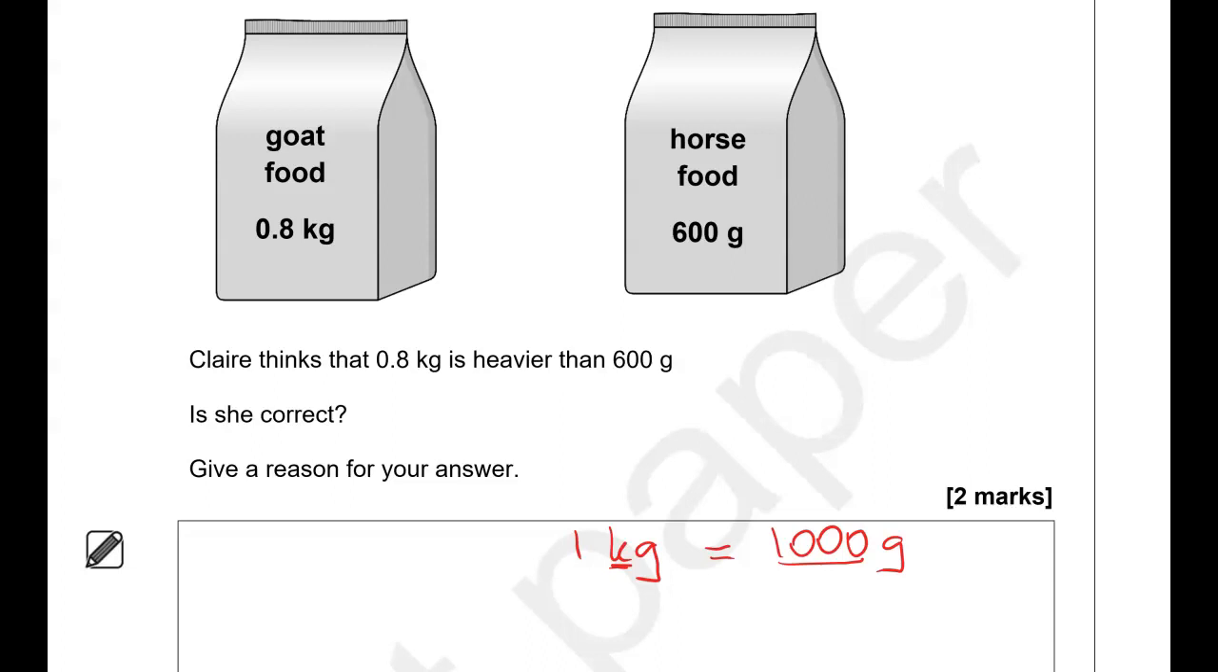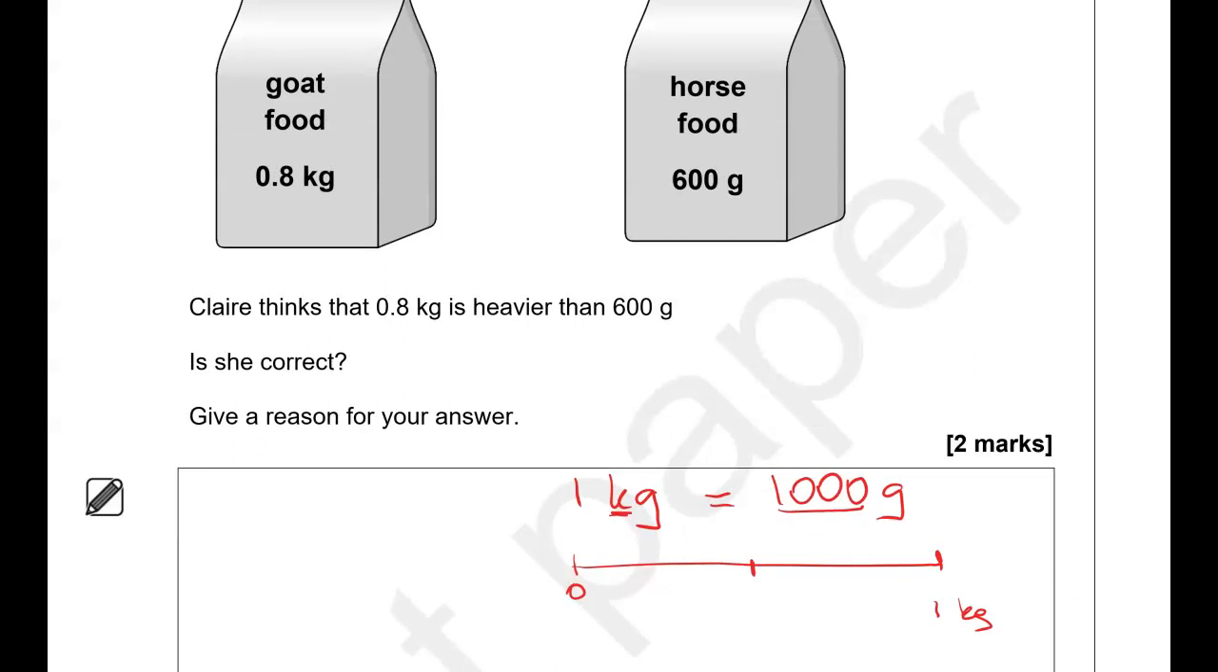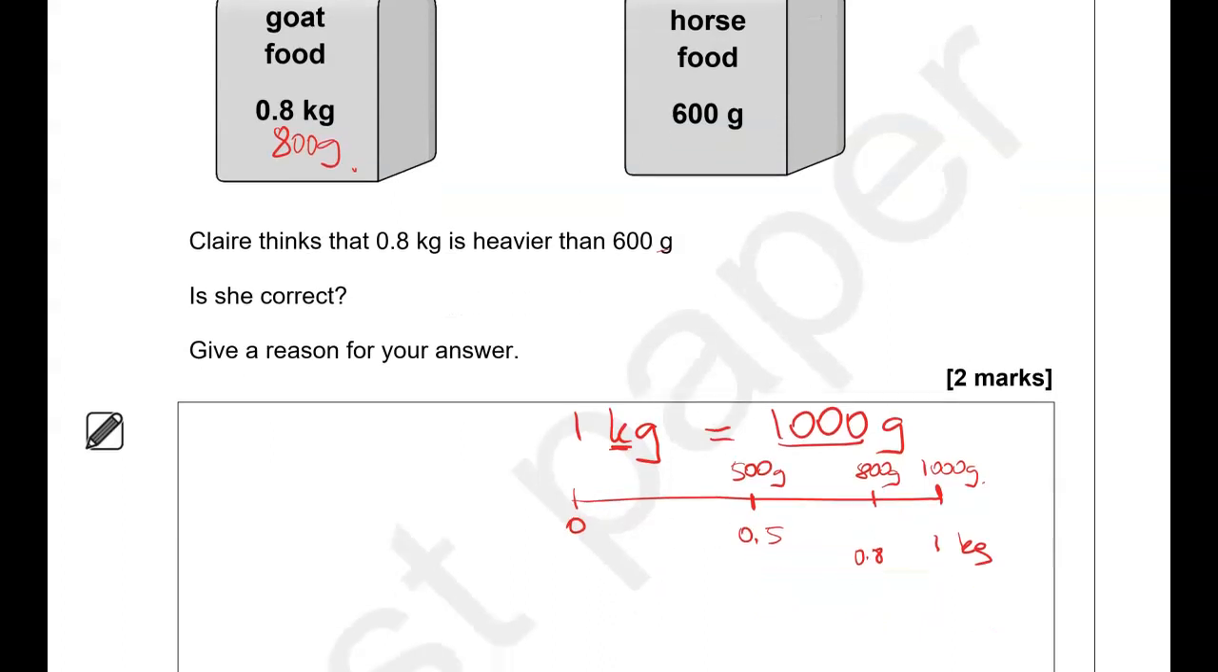0.8 kilograms. That is not 1 kilogram, it's less. So if I'm to show that here, 0 kilograms here and 1 kilogram here, halfway through will be 0.5 kilograms. 1 kilogram, as we said, is 1000 grams, so half will be 500 grams. 0.8 will be around here. That is the same as 800 grams. So we're comparing 800 grams with 600 grams. So Claire thinks that 0.8 kilograms is heavier than 600 grams. Is she correct? Yes, because that is 800 grams.